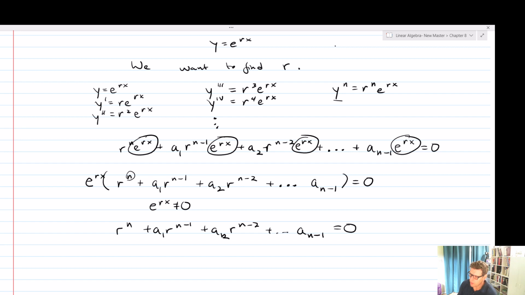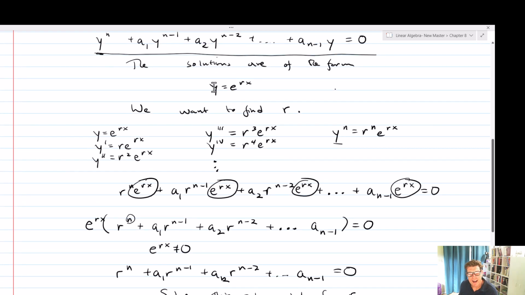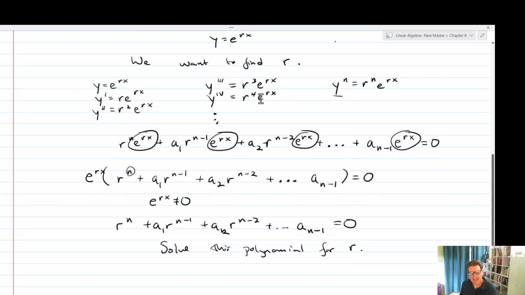And so consequently, what we want to do here is solve this polynomial for r. We can either factor it, or we can use some technology in order to solve the polynomial. Okay, but we want to solve the polynomial for r. And once we solve the polynomial for r, it gives me my solution. And here's the idea, okay?